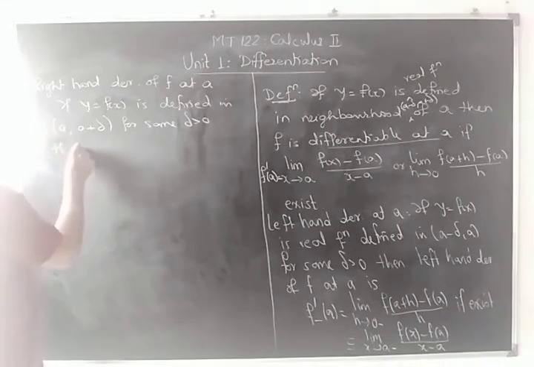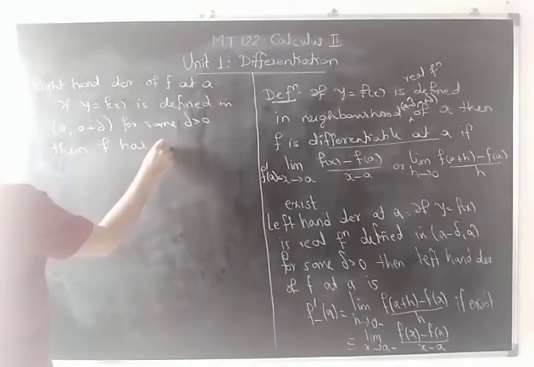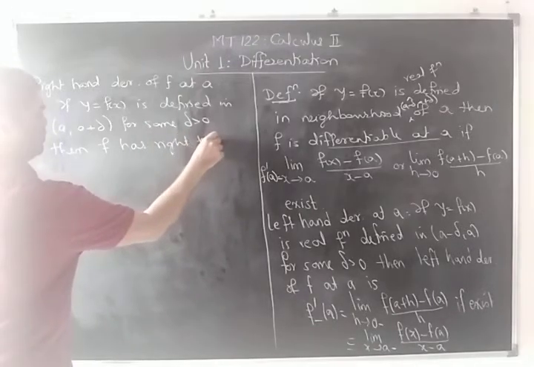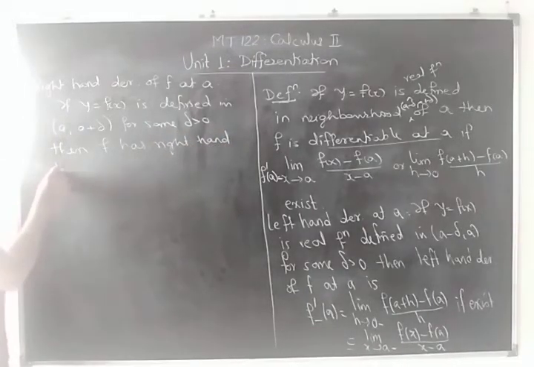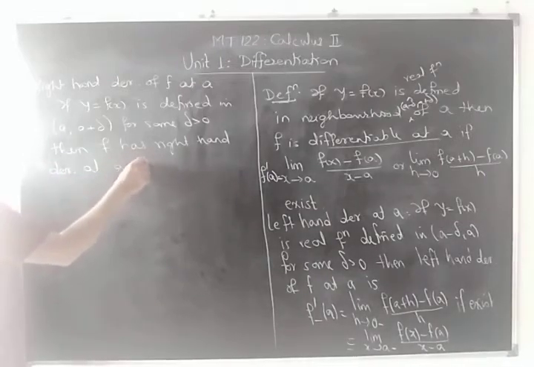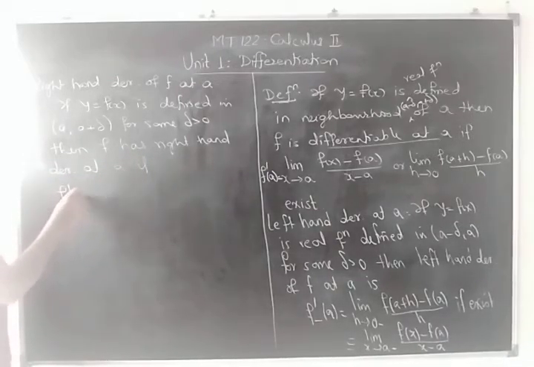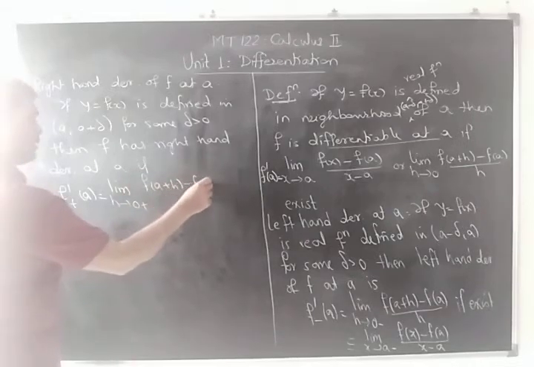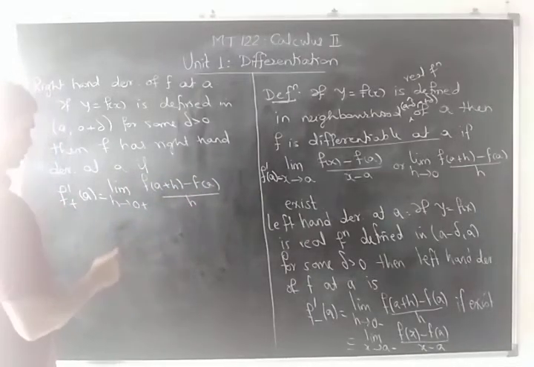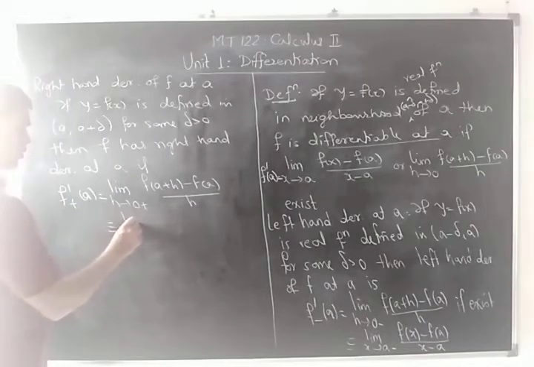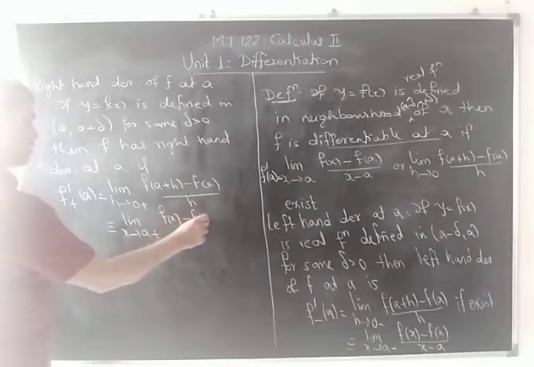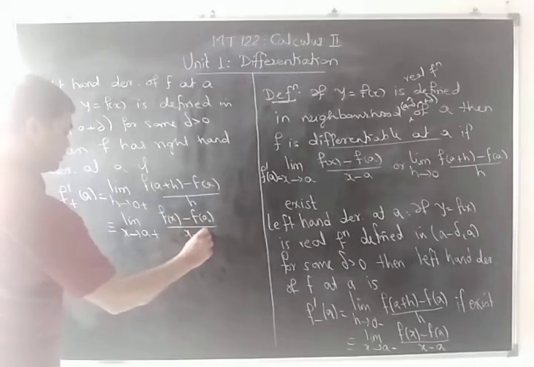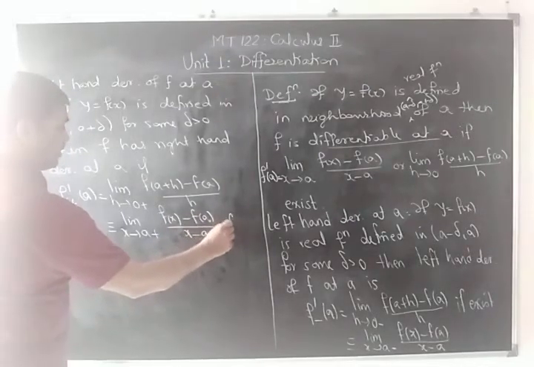Then f has right hand derivative at a if f dash plus a is equal to limit h tends to 0 plus of f of a plus h minus f of a upon h. This is equivalent to limit x tends to a plus of f of x minus f of a upon x minus a, where x minus a is nothing but h, if it exists.